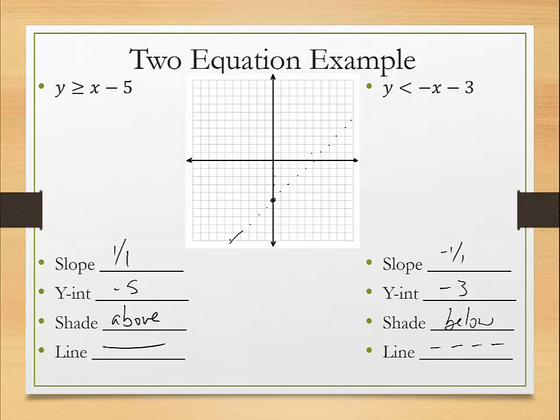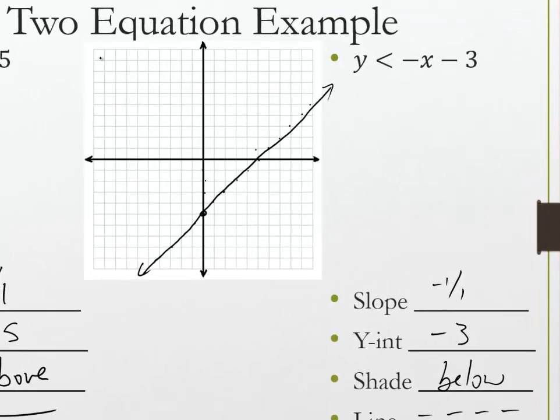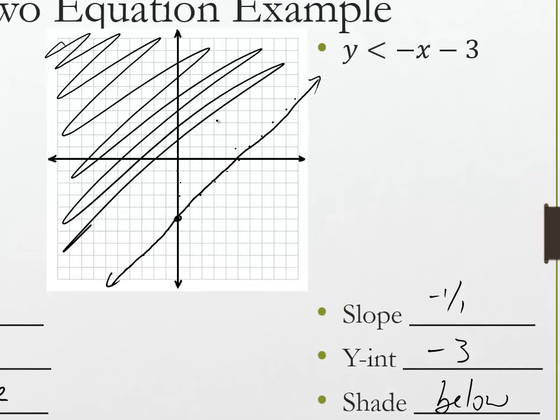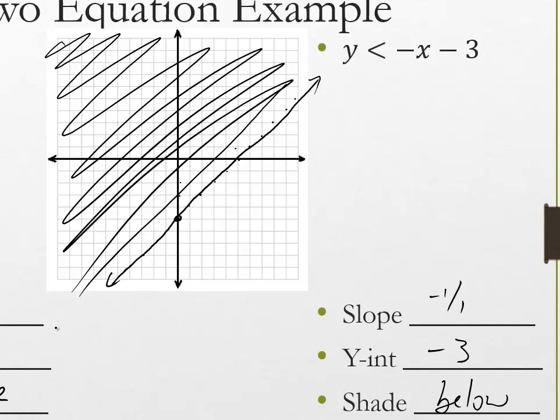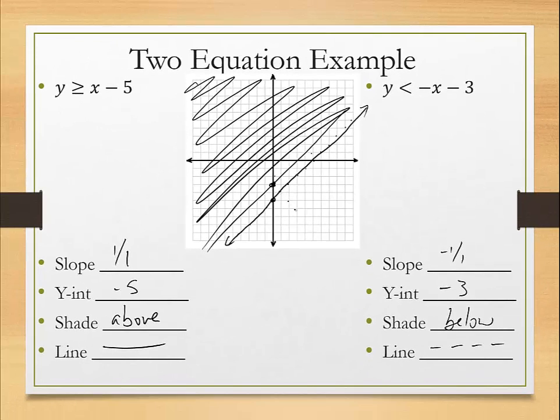And it's a solid line, so make it solid. It's an ugly solid line. Whatever, good enough. Okay, and then you shade above that line. So shade above. Okay, now you have to graph your right equation. So with your y-intercept at negative 3, go down 3. And you have a negative 1/1, so go down 1, right 1.